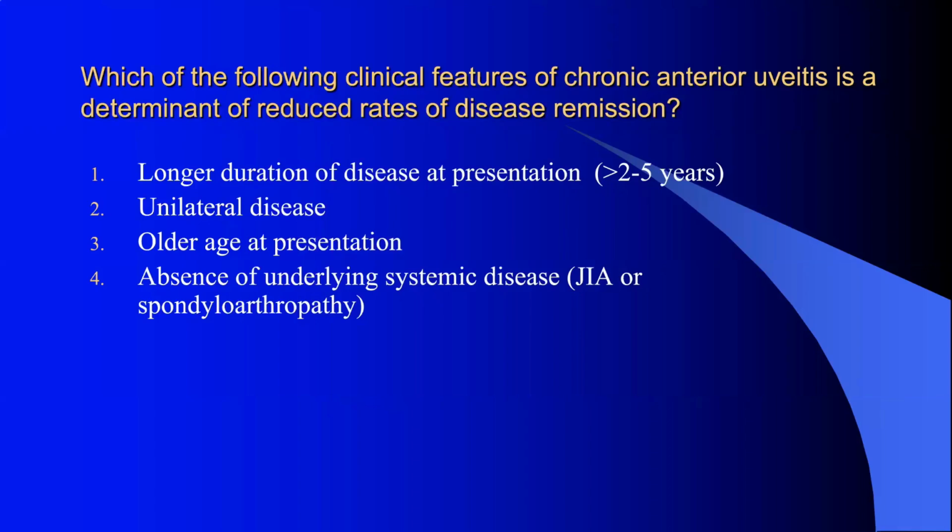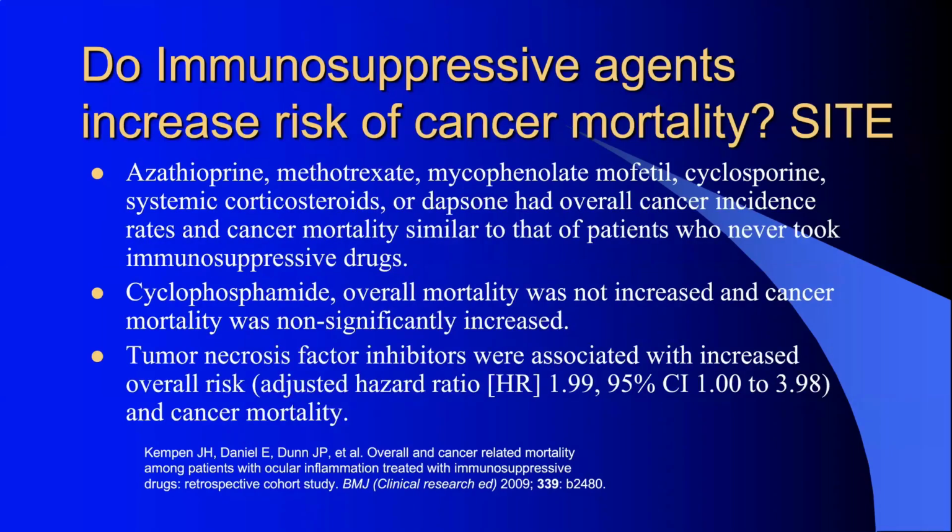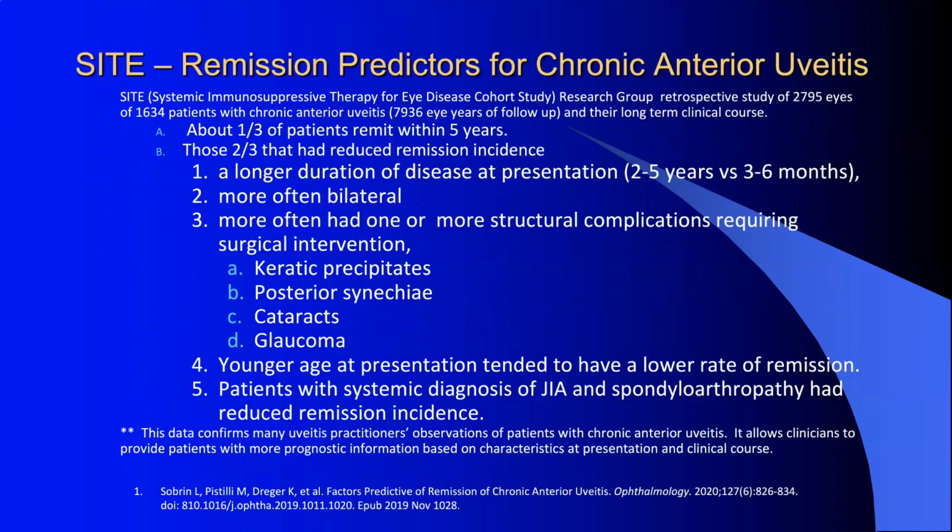But it turns out that bilateral disease, younger age at presentation because they have to live with their disease longer, and systemic disease associations like JIA or spondyloarthropathies, those kinds of autoimmune disease processes in non-infectious anterior uveitis tend to be bad prognostic indicators in terms of disease remission. So those patients don't go into remission. Here we go. So how do we know that?